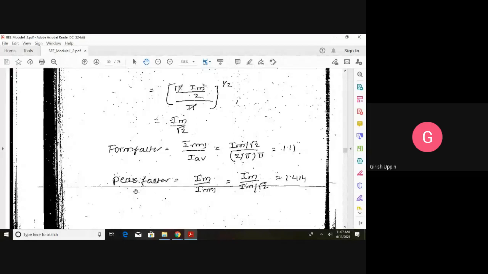Peak factor is Im divided by IRMS. Im divided by IRMS is Im by Im by root 2, so we get 1.414. In case of half wave rectifier, the form factor is 1.57, and peak factor is 2, and in case of full wave rectifier it is 1.11 and 1.414.